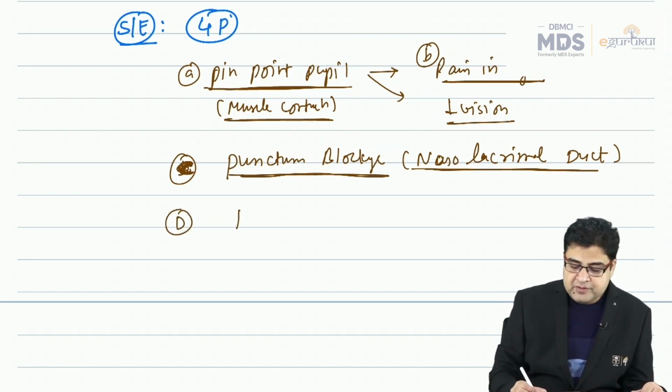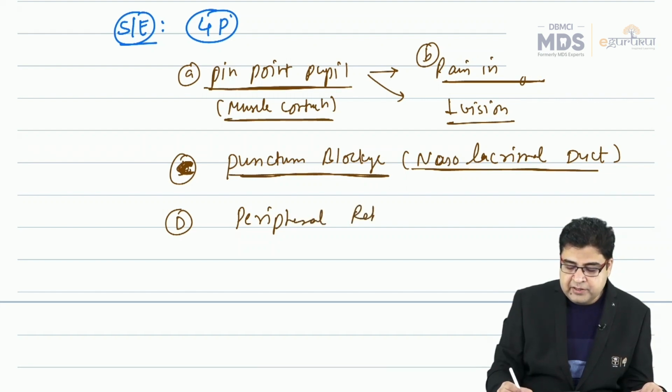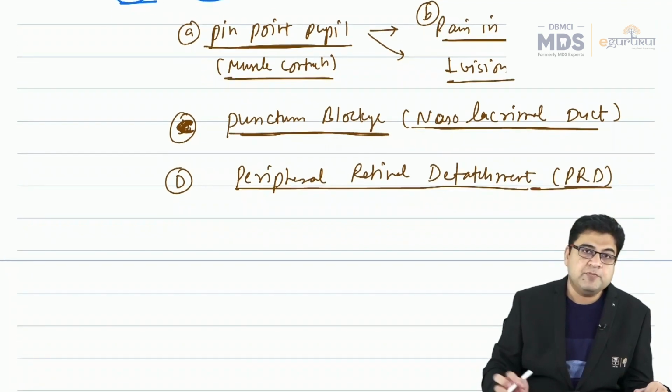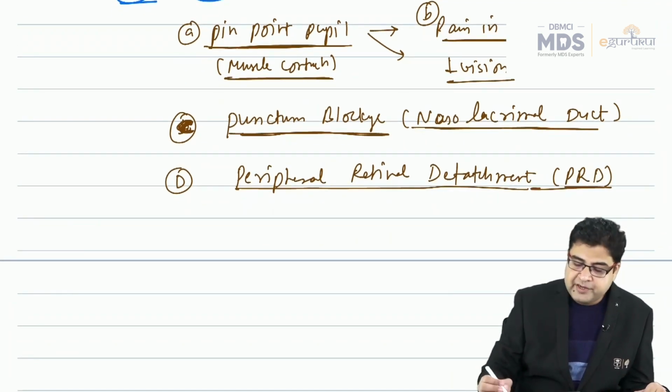The number four side effect of this medicine is that it can result in peripheral retinal detachment as a side effect. We also call it PRD, peripheral retinal detachment. So there are 4 side effects of this medicine.